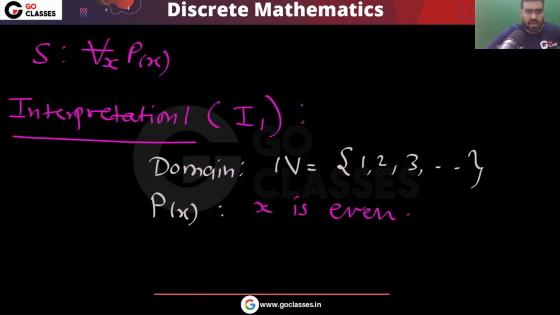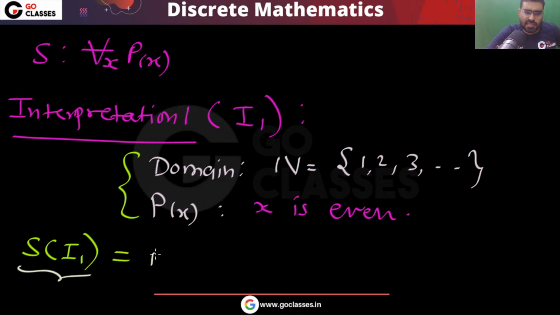Now you tell me, in this interpretation, what is the truth value of S? In this I1, what is the truth value of S? Then you can clearly say that it is false. Yes or no? In this interpretation, S is false, because this expression S is saying that for every element in the domain, P(x) is true. But you can see that not every element x is even. So it is not true that for every element P(x) is true. So I can say S in I1 will be false. In this interpretation, this statement is false.